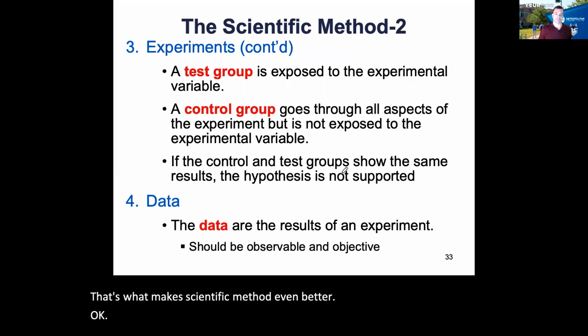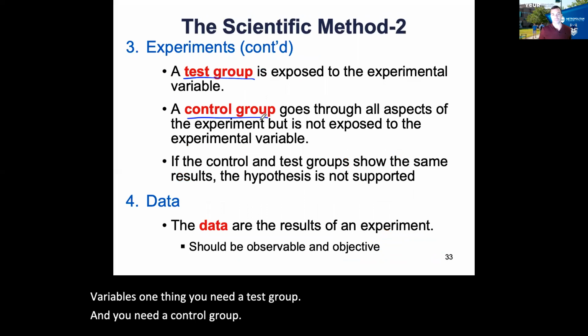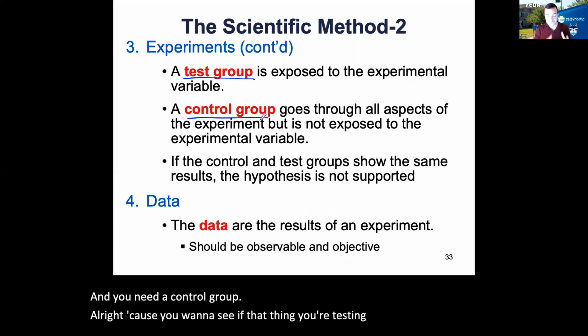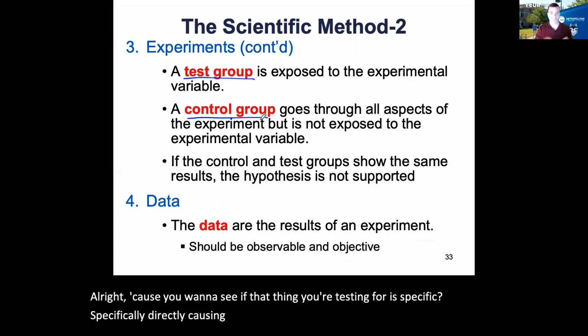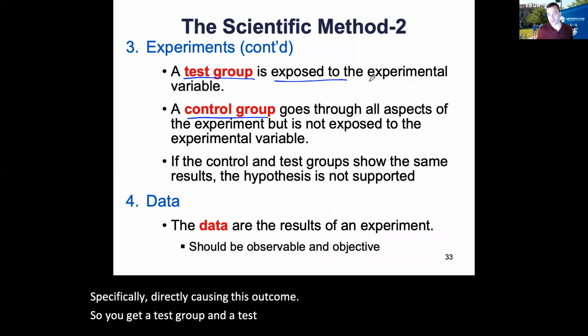Variables, one thing, okay? You need a test group and you need a control group, all right? Because you want to see if that thing you're testing for is specifically directly causing this outcome. So you get a test group, and the test group is exposed to the experimental variable, okay? Your dependent variable, all right?